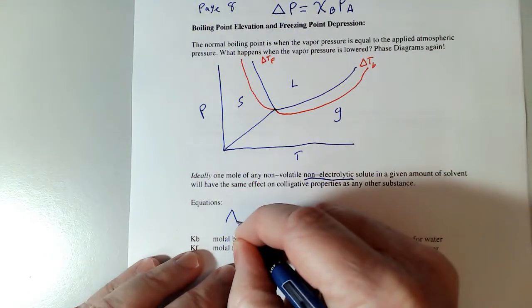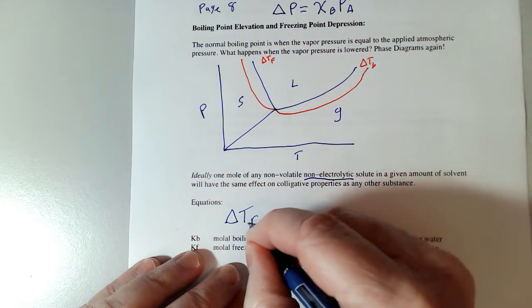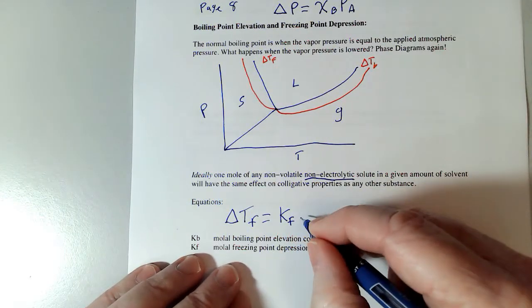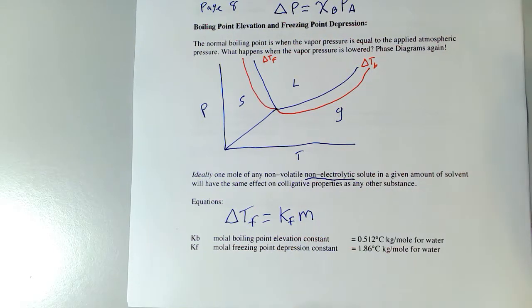So, delta T freezing would equal Kf times the molality.